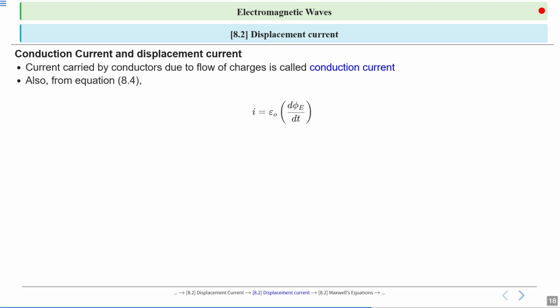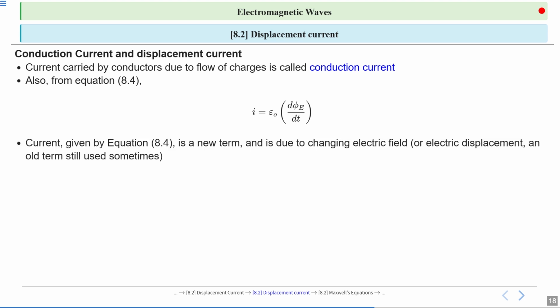Also from equation 8.4, I is equal to epsilon naught d phi E upon dt. So this current is called displacement current. The current given in equation 8.4 is a new term and is due to the changing electric field or electrical displacement, an old term still sometimes used. It is known as electrical or electric displacement also. That was an old term. The new term is displacement current. It is therefore called displacement current or Maxwell's displacement current.